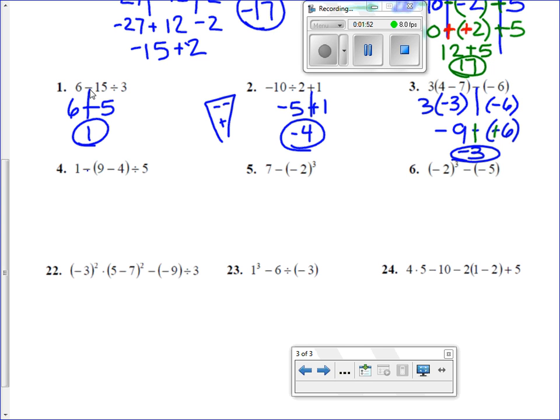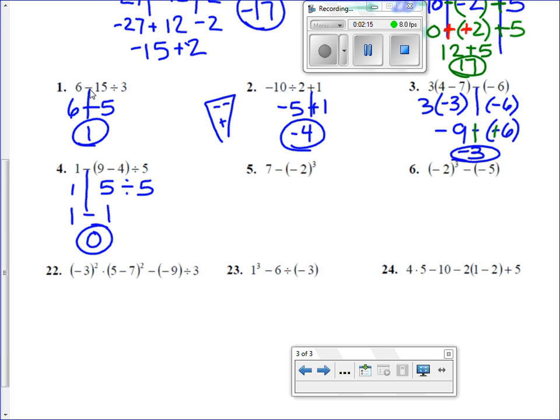Next, I'm going to draw my alley right here. And I'm going to go ahead and rewrite that 1. 9 take away 4, that's 5. Then I can write divided by 5. I can't do any subtracting yet. I have to do 5 divided by 5, and I get 1. So 1 minus 1 is 0.